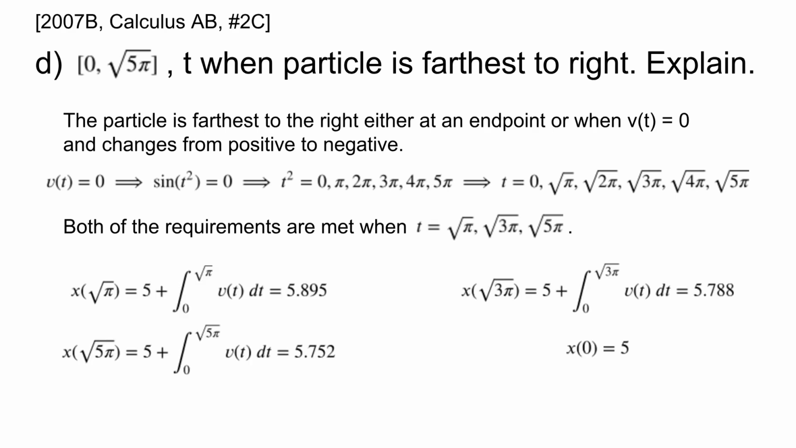And because this is a calculator active question, we can actually calculate the position of the particle at all 4 of those times using our calculator. X of the square root of pi is 5.895. X of the square root of 3 pi is 5.788. X of the square root of 5 pi is 5.752. And x of 0 is just 5. From this, we can conclude that the particle is farthest to the right at t equals the square root of pi.